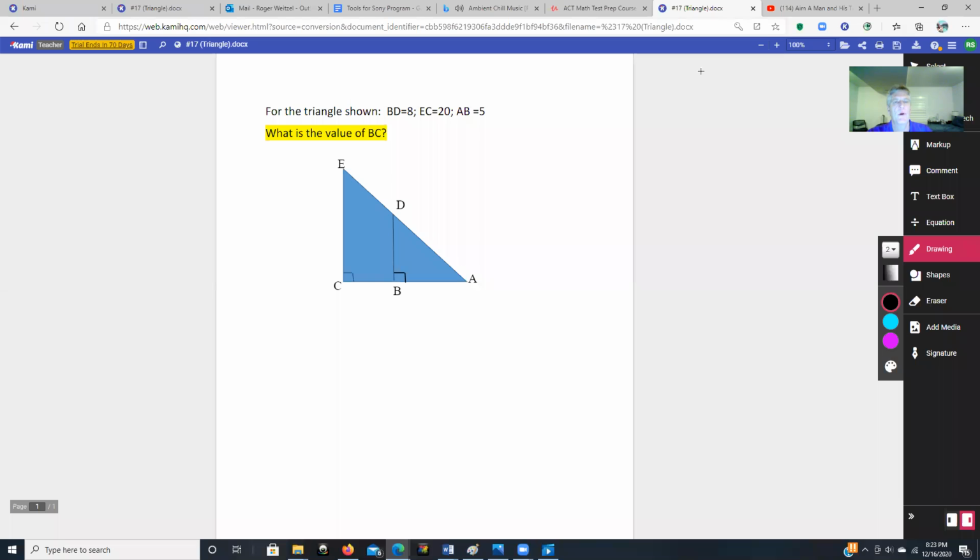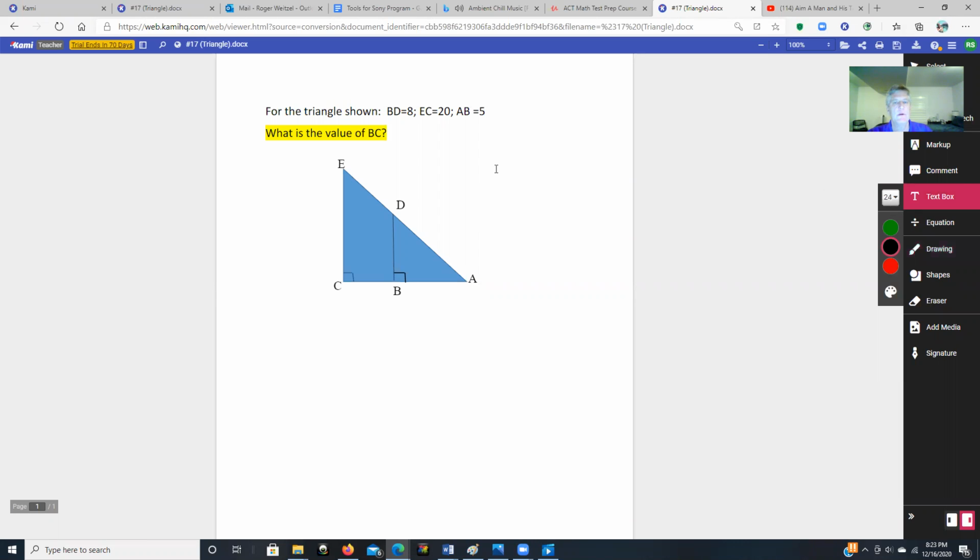Today we are going to deal with similar triangles. Before we move on, I just wanted to mention the day, 12/16/2020, and let's do some math. I'm going to share my screen. Here is our problem of the day.